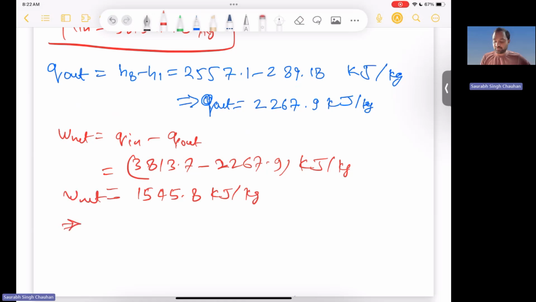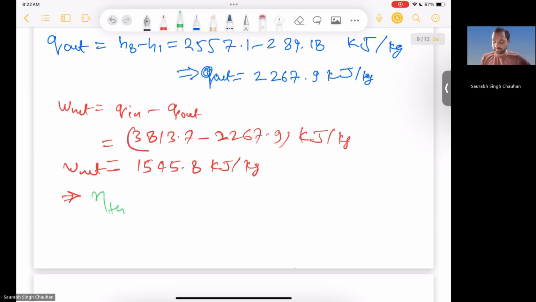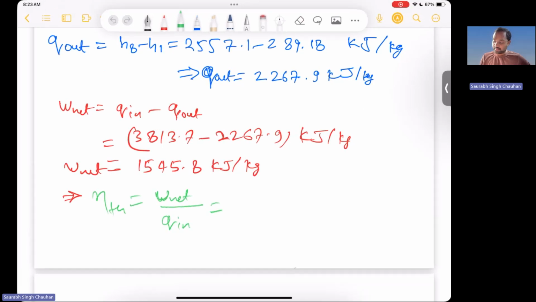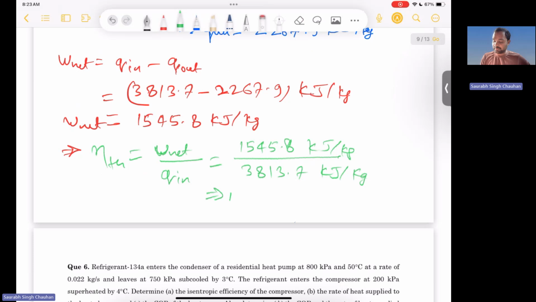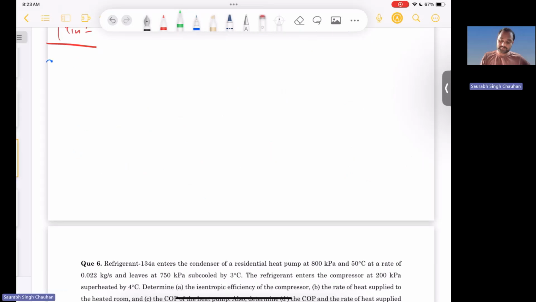Okay, so now we can calculate the thermal efficiency. This is nothing but net work output divided by total heat input. So just substitute the values: 1545.8 kilojoule per kg, and total heat input was 3813.7 kilojoule per kg. If you calculate this value, you will get thermal efficiency comes out to be 0.4053. So it is 40.53%.